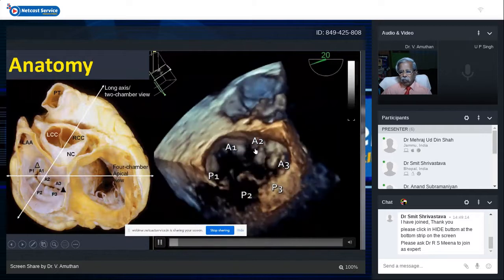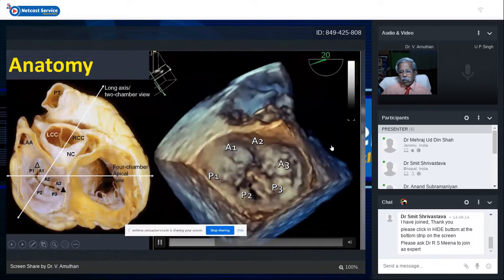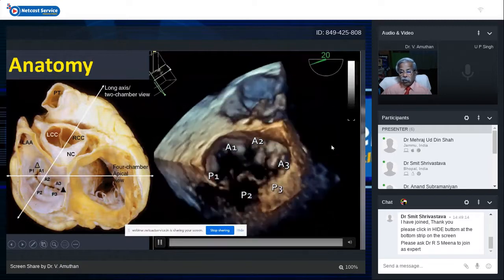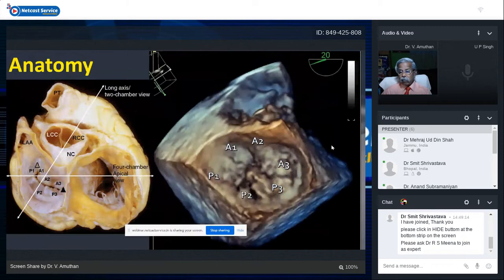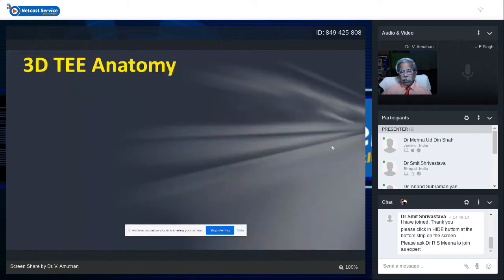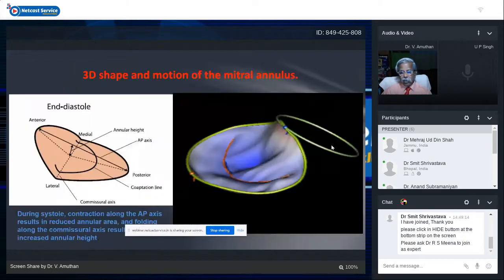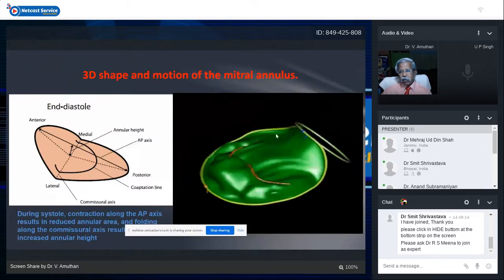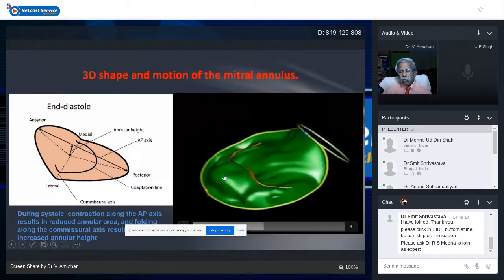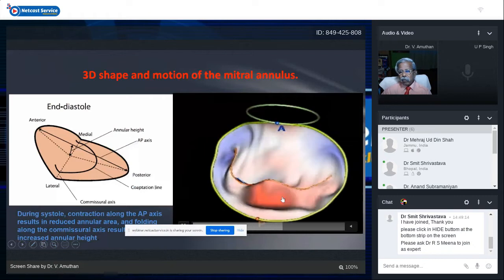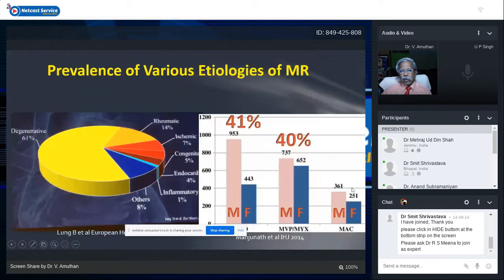And there is slight prolapse in A2 also, but this is very easy with 3D echocardiography, whereas in 2D echocardiography, the prolapsing scallop labeling may be difficult. This is the 3D anatomy as represented by the software, which shows you the prolapse of the P2, which is very easily done.